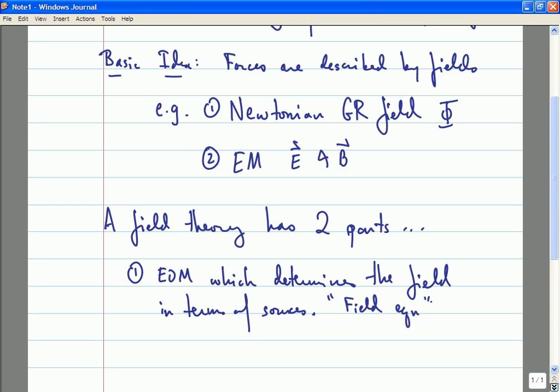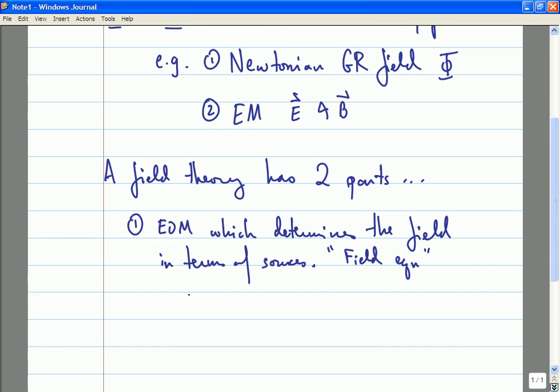For example, the Newtonian gravitational field satisfies Laplace's equation. So grad squared phi is equal to 0 in the absence of sources, or if you have sources, it's proportional to the mass density present. So rho here will be the mass density, along with a constant of proportionality, which is Newton's constant, with some conventional factors of 4 pi.